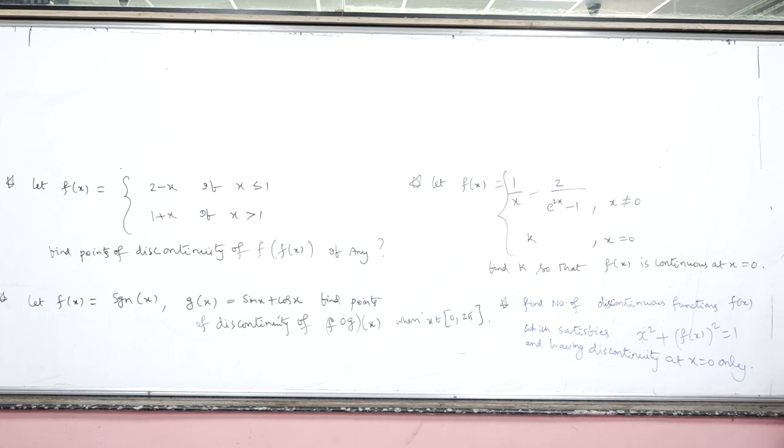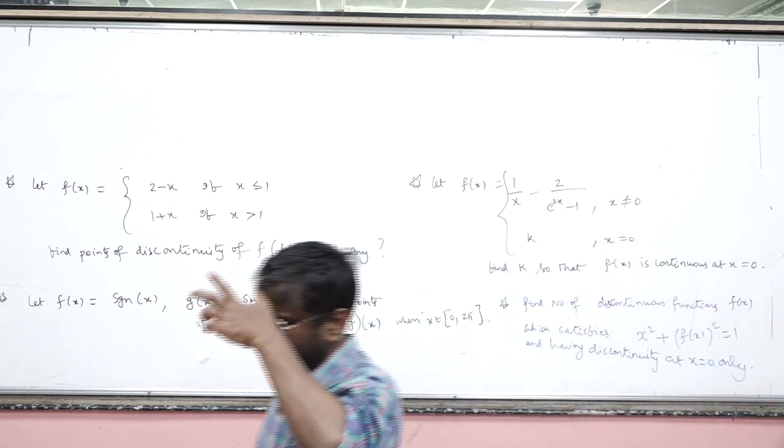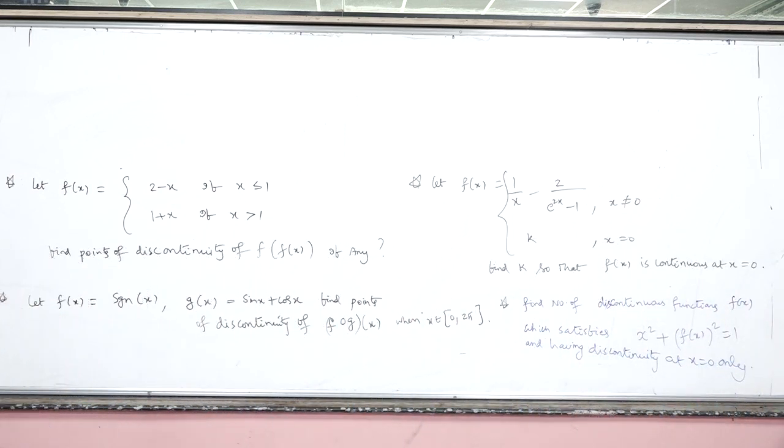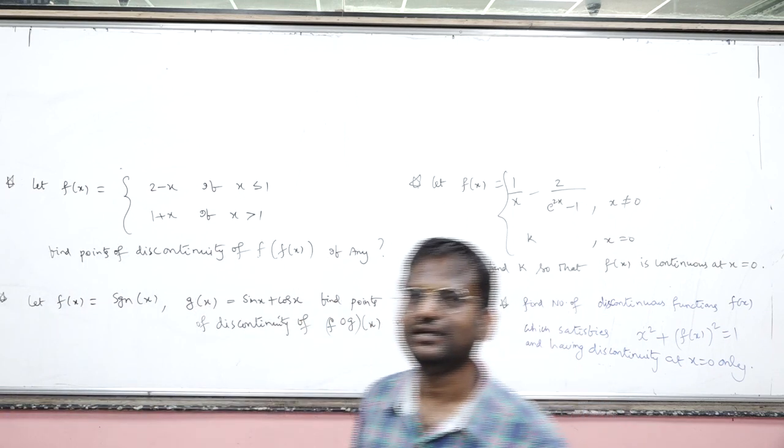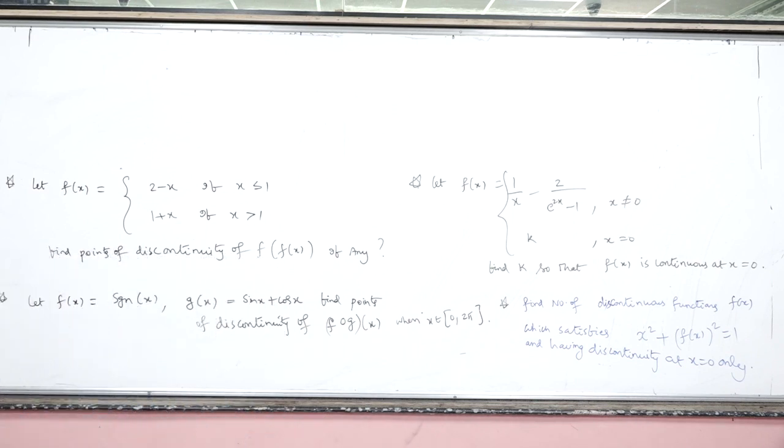f of x is 1 by x minus 2 by e power 2x minus 1 when x not equal to 0, K when x is 0. What is k so that it is continuous at x equal to 0. Find the number of discontinuous functions f of x which satisfy x square plus f of x whole square is 1 and having discontinuity at x equal to 0 only. That's a creative exercise. Again, there are simply 4 questions, so you can complete in hardly 20 minutes. So take down the questions, work out on your own and check your answers.